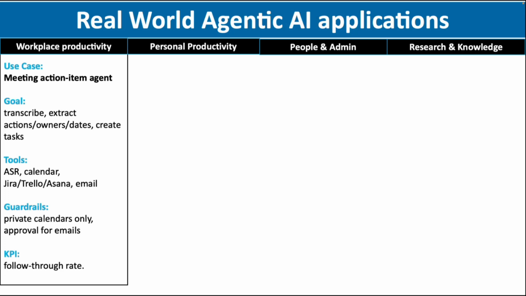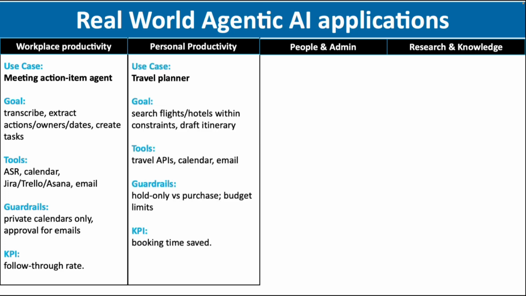And the KPI one can implement is the follow-through rate. For personal productivity, one example use case could be the travel planner, where the goal of the agent would be to search flights or hotels within the constraints and draft an itinerary. The agent can use tools like the travel APIs, the calendar API, the email API, etc. And the guardrails can be hold only versus purchase, and budget limits, etc. And the KPI could be booking time saved.